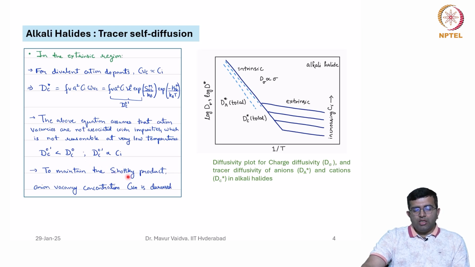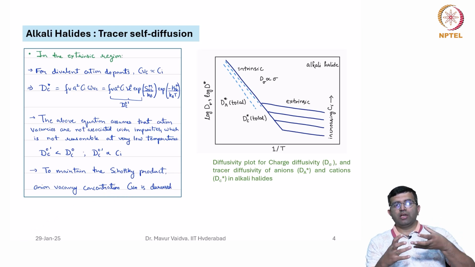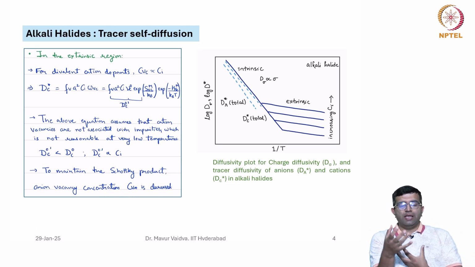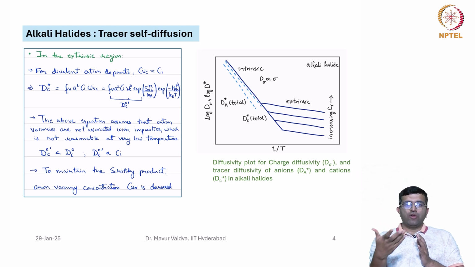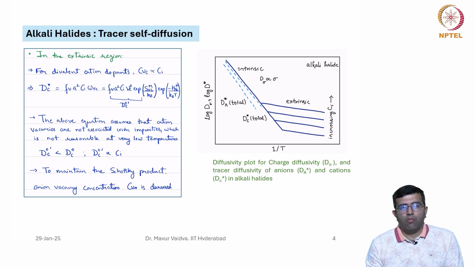So, to maintain the Schottky product, the anion vacancy concentration Cva is decreased. You can see why it comes: when you are adding, let us say, a divalent cation, then you have to create cation vacancies. Cation vacancies carry negative charge, so now these are more. Therefore, the anion vacancy, which carries positive charge, has to come down.